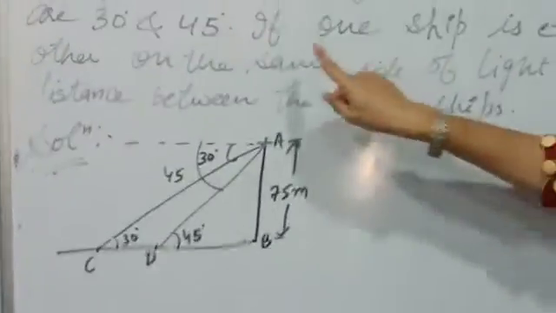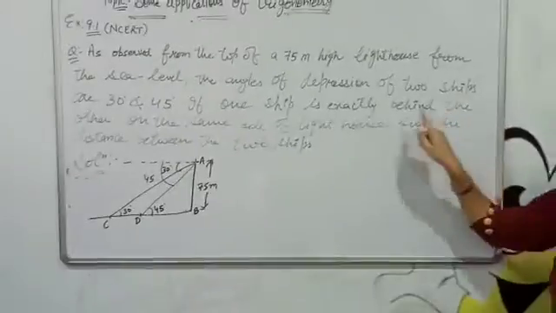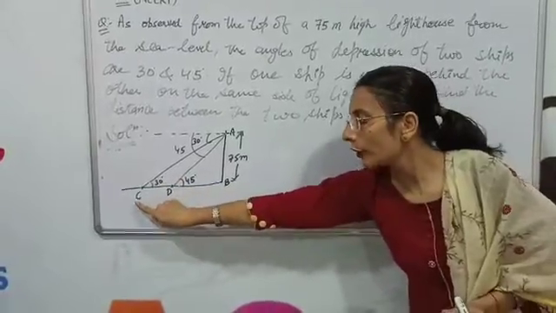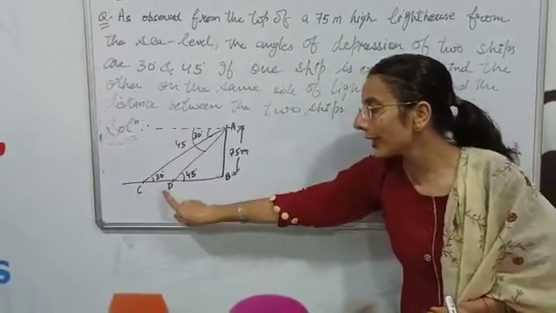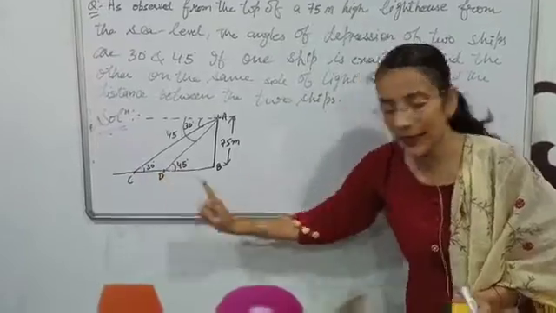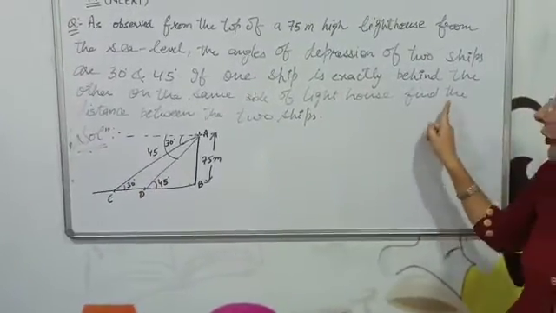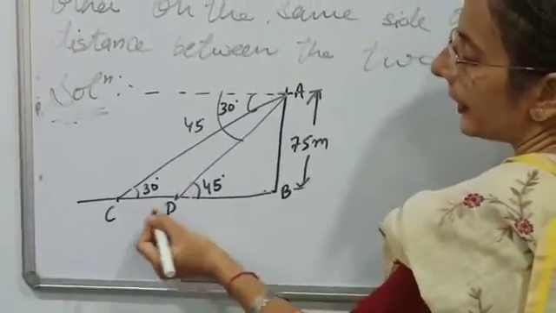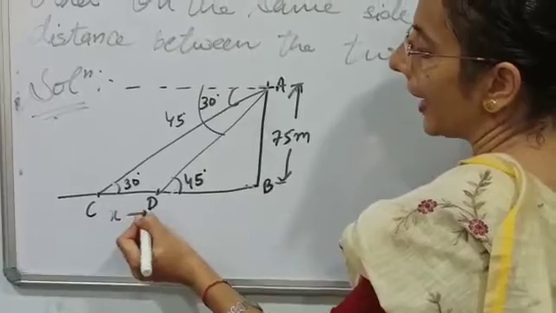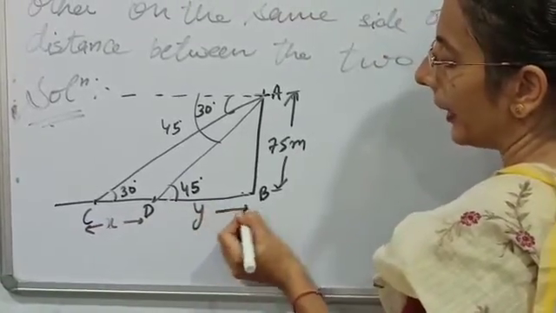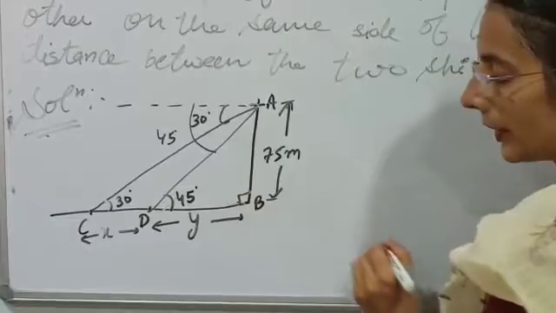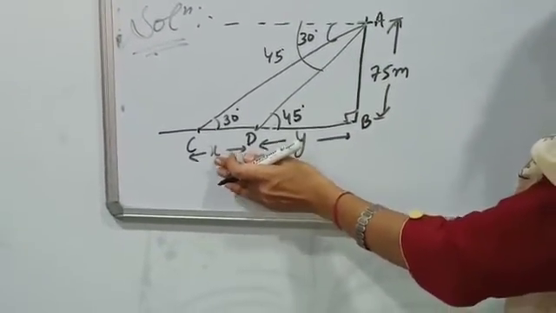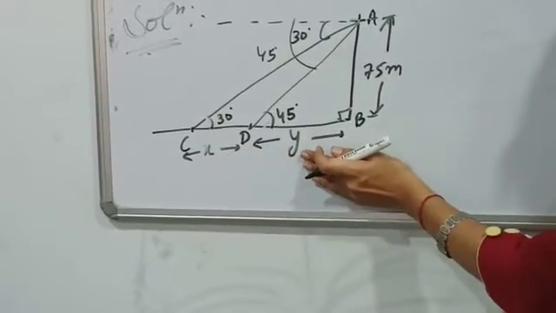Next, if one ship is exactly behind the other on the same side of the lighthouse, the two ships are at point C and point D on the same side, one exactly behind the other. Then they ask to find the distance between the two ships, which means the CD length. Suppose this is X meter, and this one, BD, is Y. The lighthouse is at 90 degree. To find the X value, which is CD, we will use Y also.